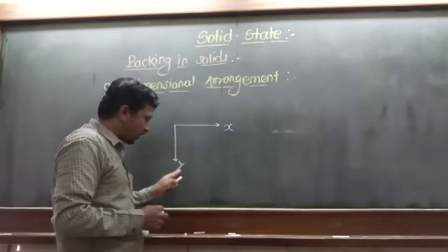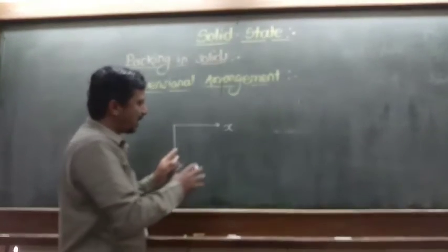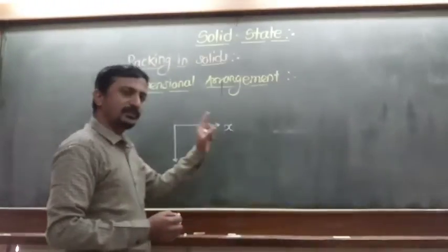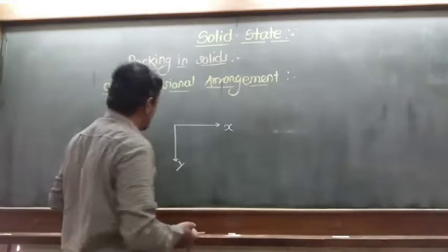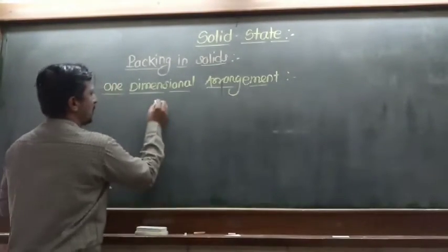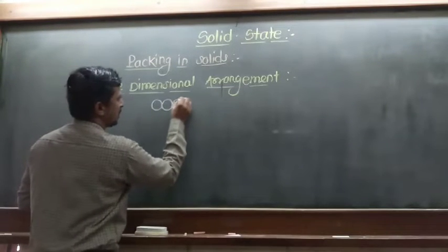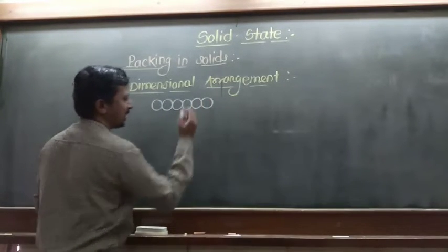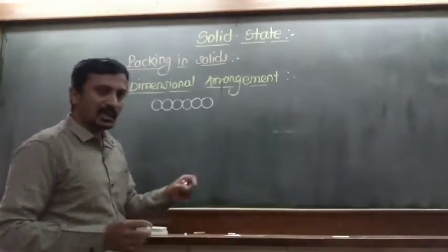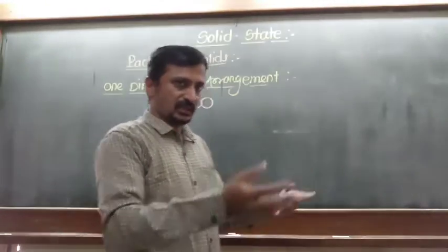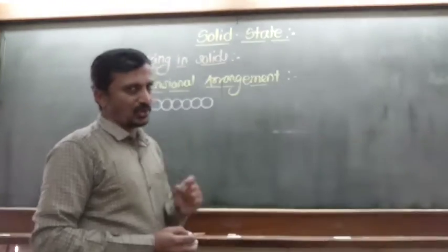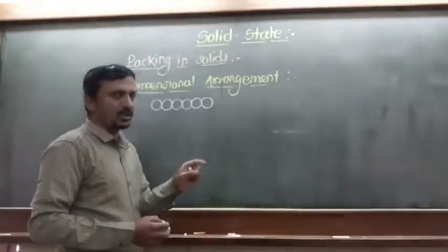If you continue this on y-axis, it becomes two-dimensional. And above this layer, if we place one more layer of atoms, it is three-dimensional, that is on z-axis. So in case of one-dimensional arrangement, just consider either x or y-axis. If you place these atoms touching one another like this, it is one-dimensional arrangement. And if you observe, all these atoms are in contact with each other because in solid, the inter-atomic force of attraction between constituent particles is very strong.